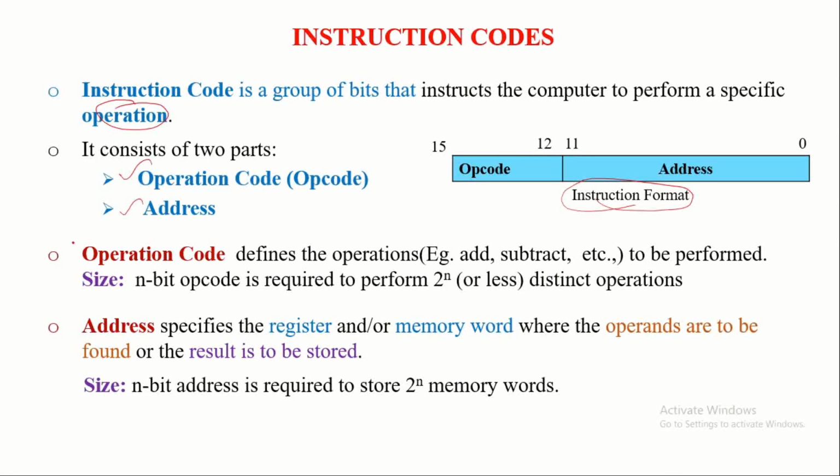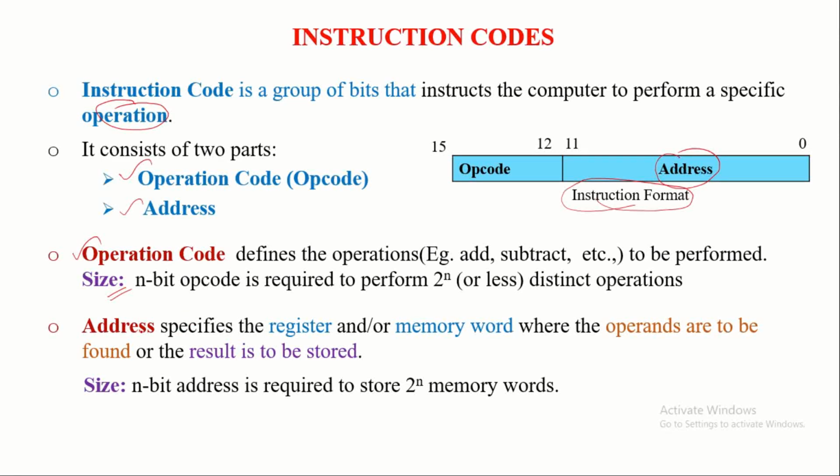Coming to the opcode, it defines the operations to be performed. Examples of operations are add, subtract, multiply, complement, shift. These are all examples of operation codes. Coming to the size of the opcode, an n-bit opcode is required to perform 2^n distinct operations. Let us discuss the address part of the instruction code.